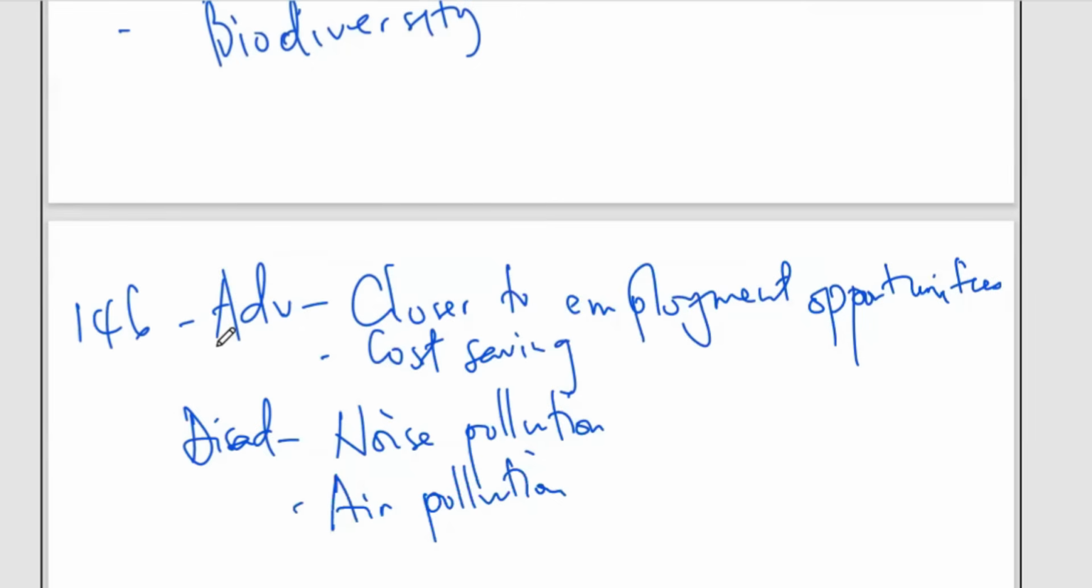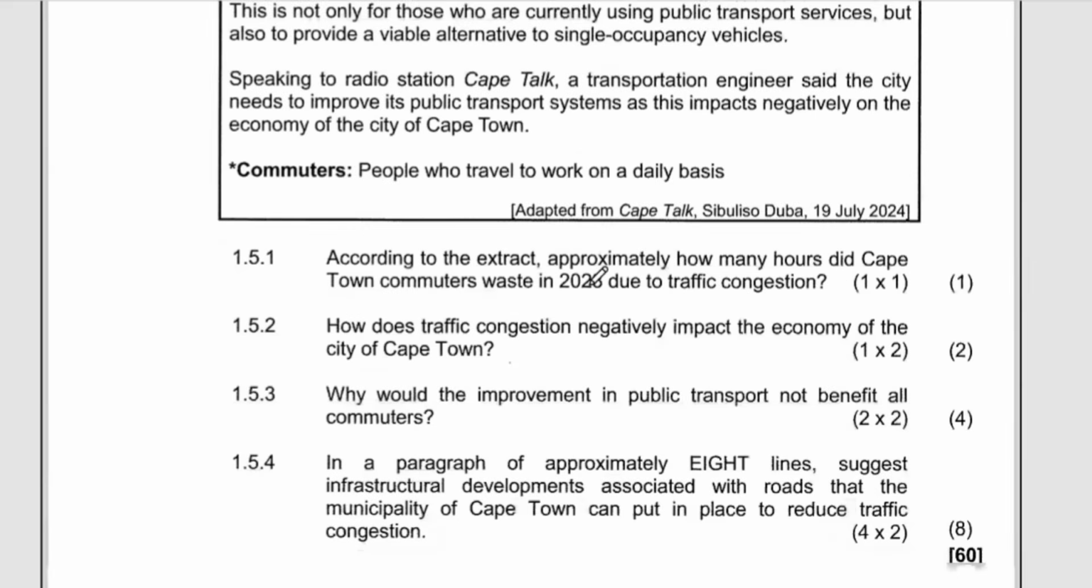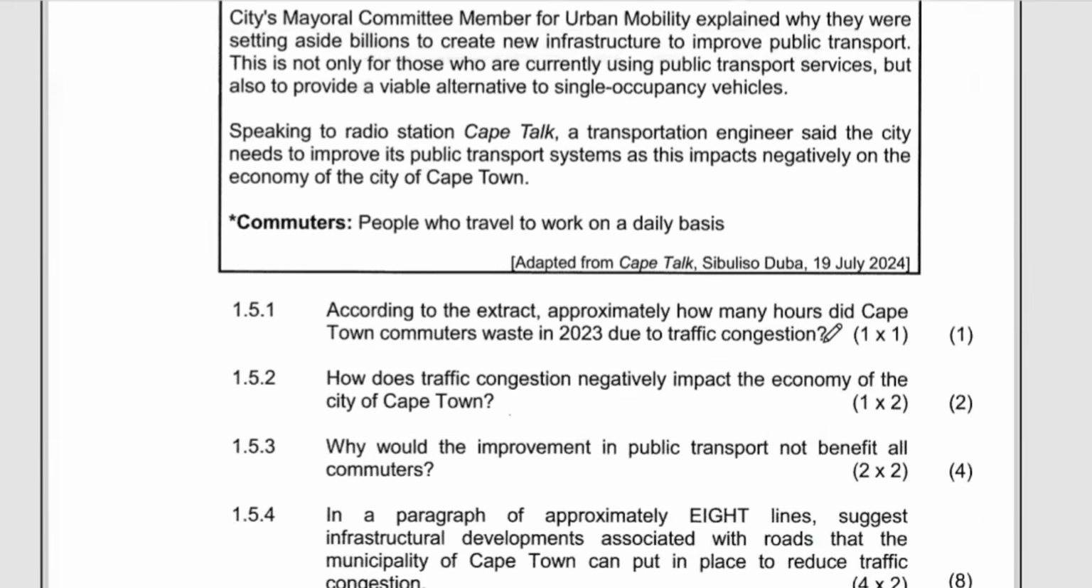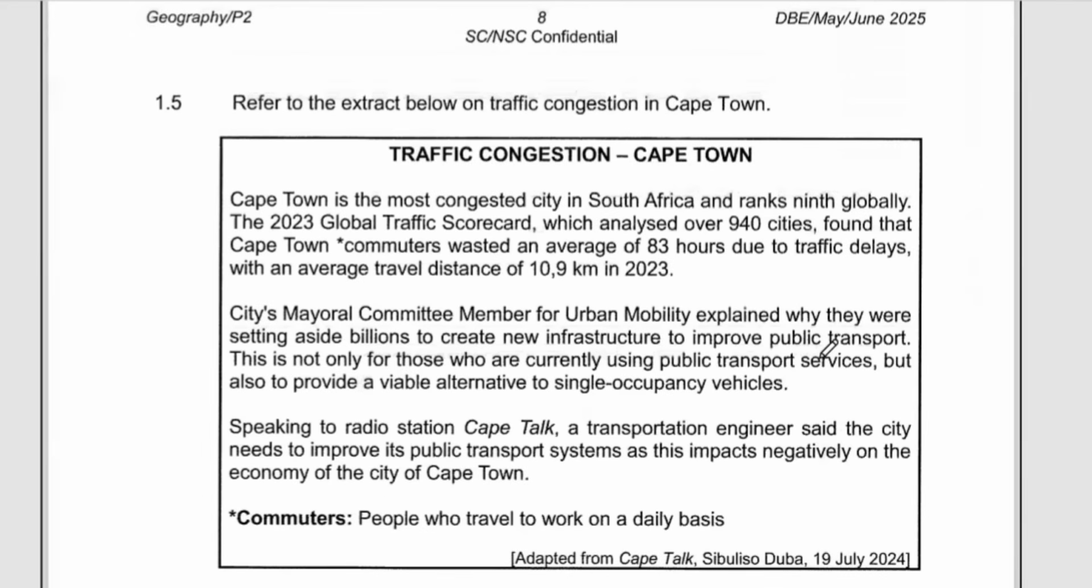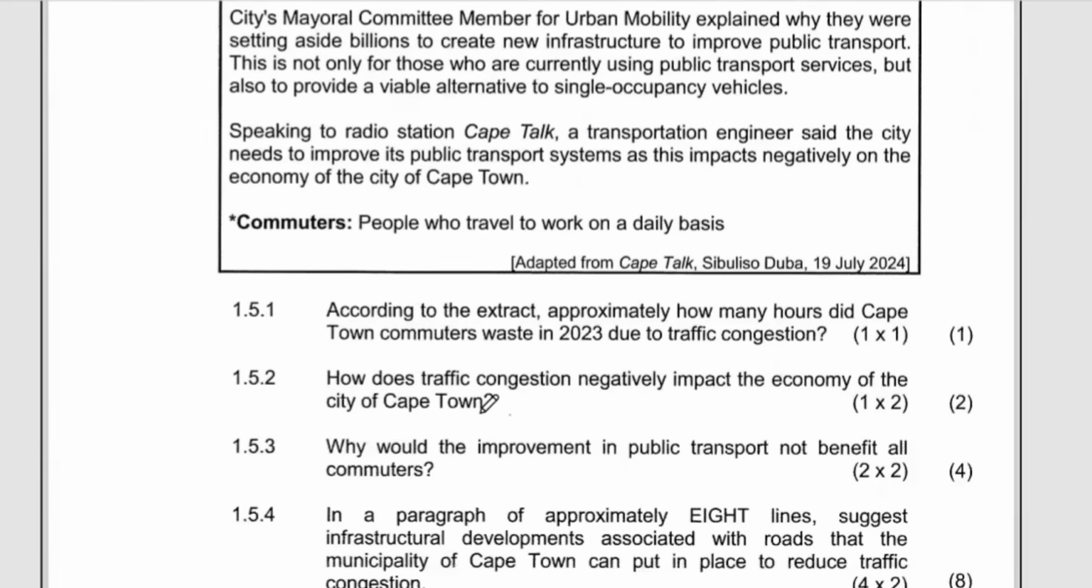Right, we move on to the next question. We are done with question number 146. We move on to question 1.5. Right, it's an extract on congestion in Cape Town. We are going to analyze the questions and try to figure out the correct responses. Right, according to the extract, approximately how many hours did Cape Town commuters waste in 2023 due to traffic congestion? We go to our extract. Wasted an average of 83 hours. Our response is here.